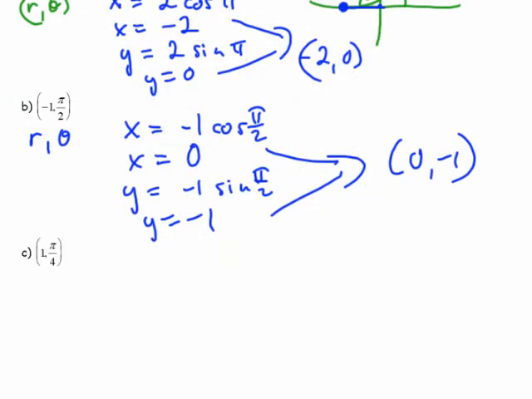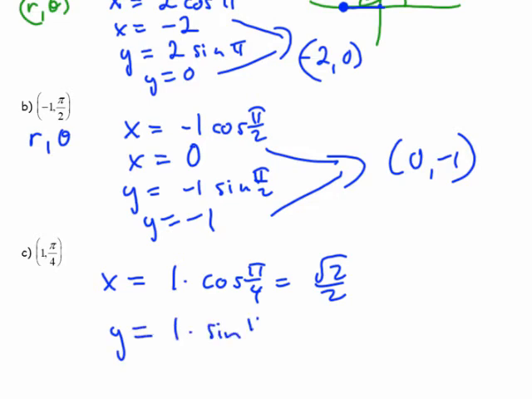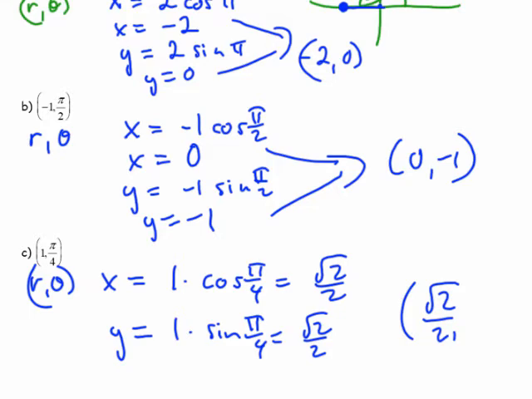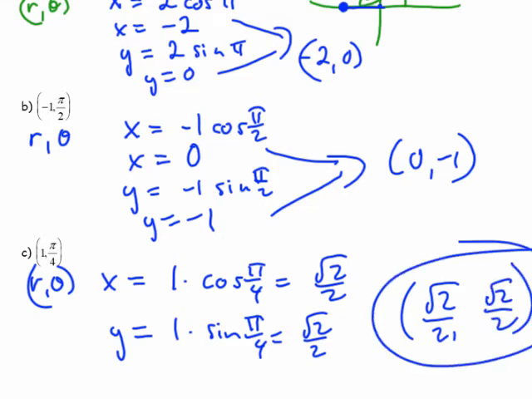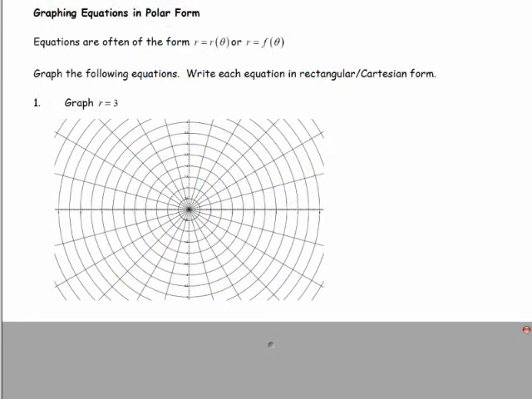And the last one, the x-coordinate would be 1 times the cosine of pi over 4, which would be root 2 over 2. And the same would be for the y-coordinate. So the rectangular coordinates for r comma theta here are x comma y as so. So the next thing is to look at graphing equations in polar form.